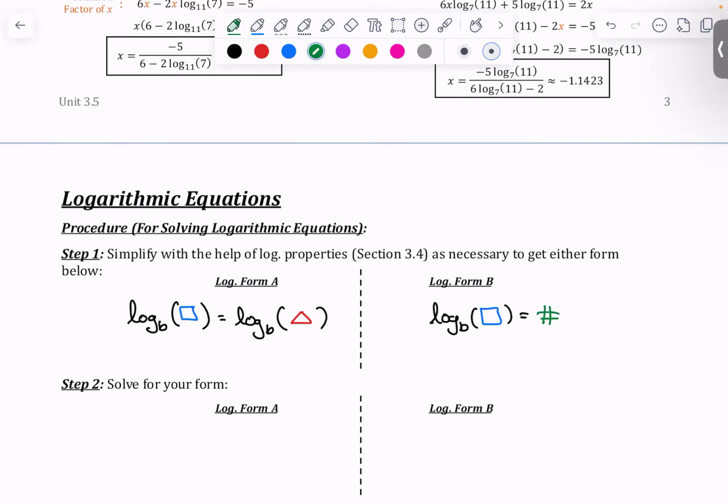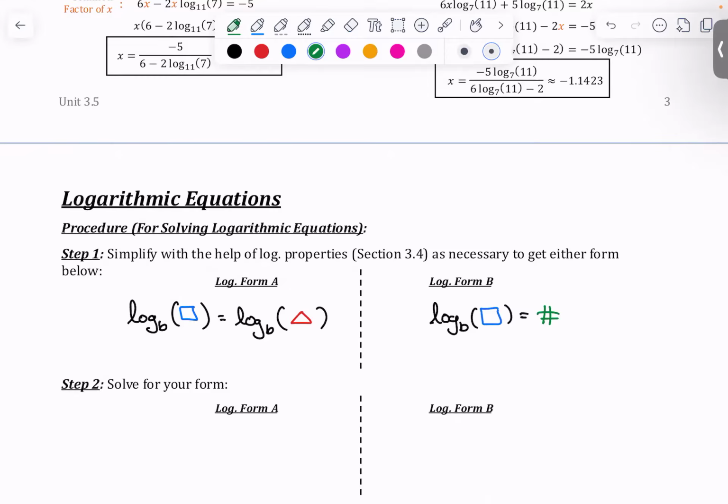You might be wondering, what about log base b of a blue box equals log base a of a red triangle, where they have two different bases? That is a much more challenging opportunity and requires the change of base theorem along with a lot of not so fun mathematics. So we typically avoid that case. So those are the two formats.